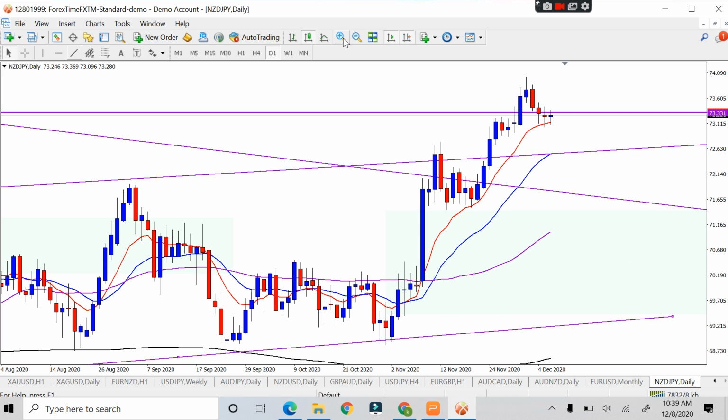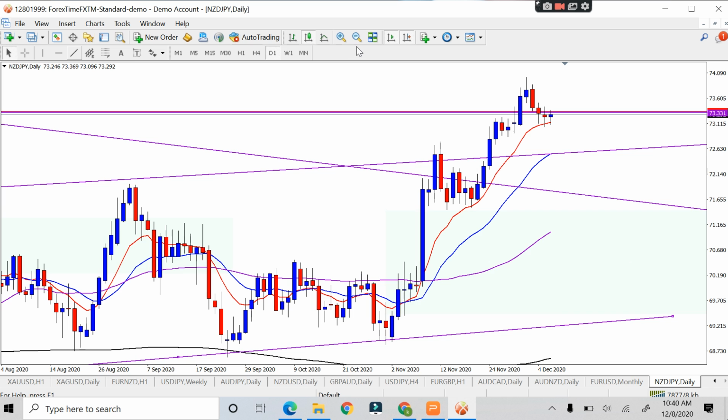The resistance is 73.331. So for me, I'll wait for more bullish confirmation here. Probably if at the end of the day that candle is a bullish candle, that will give me a bullish engulfing. And if we add the two candles to the left, it will give me a morning star. That will be a wonderful trigger for me to do my buy.